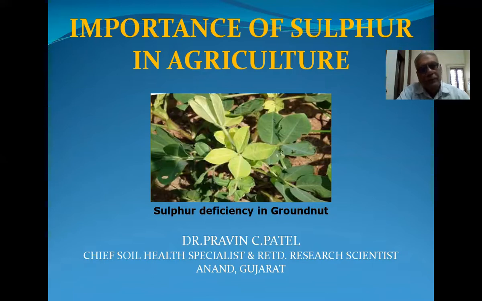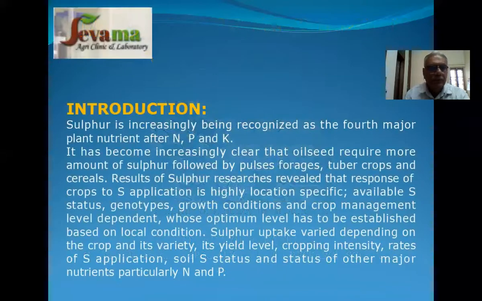Today, the topic is importance of sulfur in agriculture. Sulfur is increasingly being recognized as the fourth major plant nutrient after nitrogen, phosphorus, and potassium. It has become increasingly clear that oilseeds require more sulfur, followed by pulses, forages, tuber crops, and cereals.